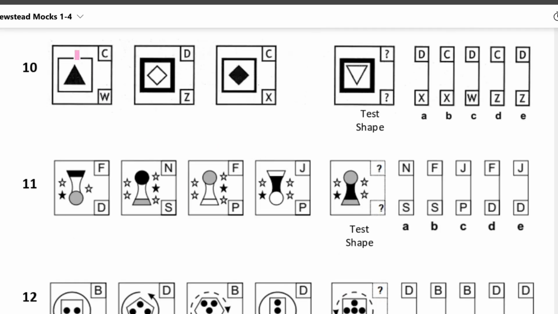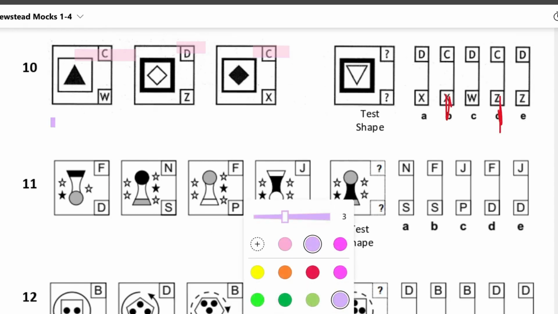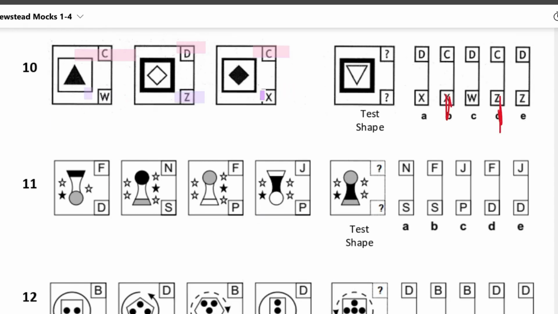Question 10, C and C are common. That corresponds to black shape on the inside. On the top, we must have D, so let's cross out B and D, which means at the bottom, they're all different, which means that corresponds to the outside border differing widths. This one looks closest to Z at the bottom, so we end up with E.